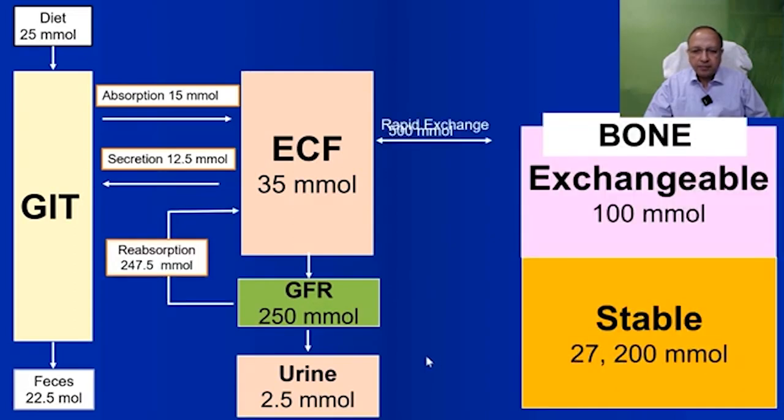Then one important property is that from the extracellular fluid, when calcium goes to the bone, we have two types of pools within the bone: the exchangeable pool and the stable pool. In the exchangeable pool, we have slow accretion and reabsorption from the bones into the extracellular fluid. It keeps occurring, which is a slow pool. Then we have a rapid exchange pool, roughly 500 millimoles, which will be utilized by the body for absorption into the bone. Then there is a stable pool, which does not participate in most of the reactions.